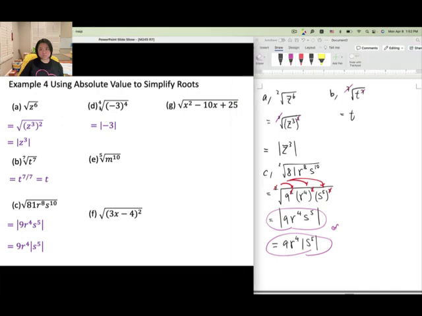Okay, D. This is a 4th root, so make sure this guy's gonna be positive. So I cancel out. I left with absolute value of -3. An absolute value of -3, which is gonna be +3.